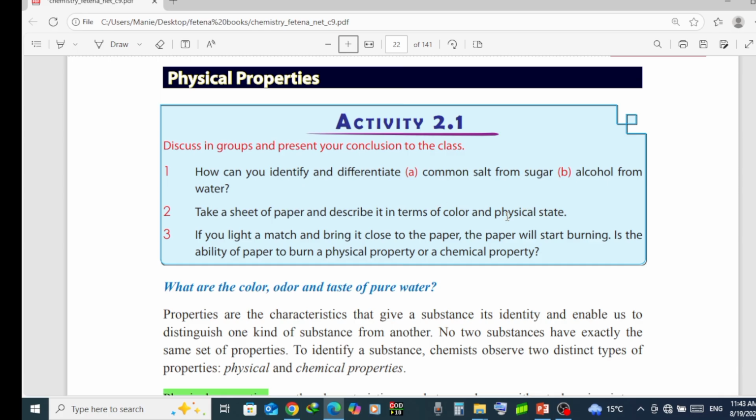The other is, if you light a match and bring it close to the paper, it will start burning. Is the ability of paper to burn a physical property or a chemical property?